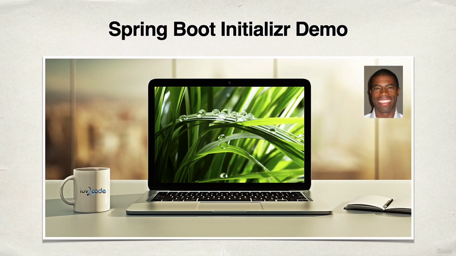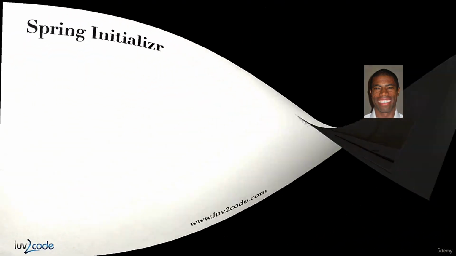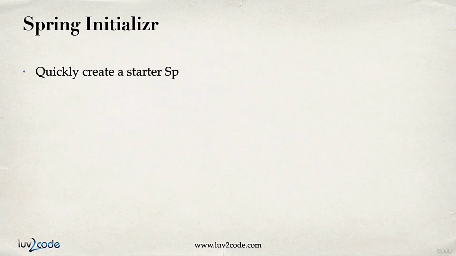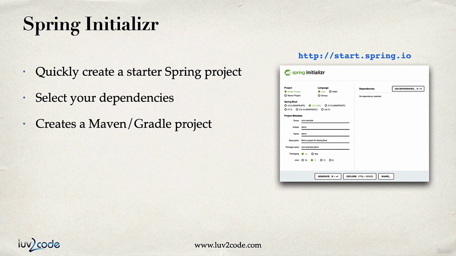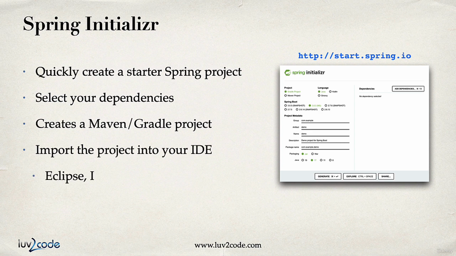In this video, we'll get a demo of the Spring Boot Initializer. Earlier, we discussed the Spring Initializer. It's a website where you can quickly create a starter Spring project. So it's at start.spring.io. We basically go here and select our dependencies. It'll actually create a Maven or Gradle project for us. And then we can import that project into our IDE, like Eclipse, IntelliJ, NetBeans, and so on. And so that's the basic idea of the Spring Initializer. And we'll actually use this in this demo coming up here.